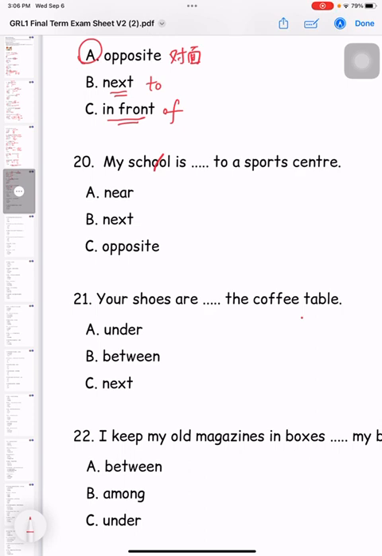My school is to a sports center. Okay, can you see that? We are using to over here. So the only answer is next to. We can't say near to. This is wrong. I know most of you use the word near to. My school is near to my house. That is wrong. When you use near, you shouldn't add the word to. Okay, so the only possible answer is B.